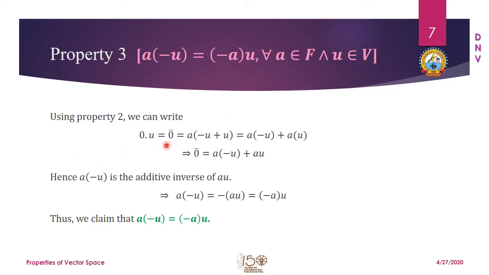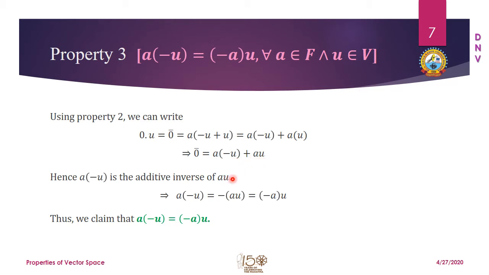In proving this property, we are using property number 2, that is, when a scalar is multiplied by the zero vector it gives us the zero vector. I write this zero vector as the sum of a vector and its additive inverse. I can always do that, and using the distributive property of multiplication over addition, I can write a times (minus u) plus au. The left hand side is 0 as it is, and the right hand side will be a times minus u plus au.